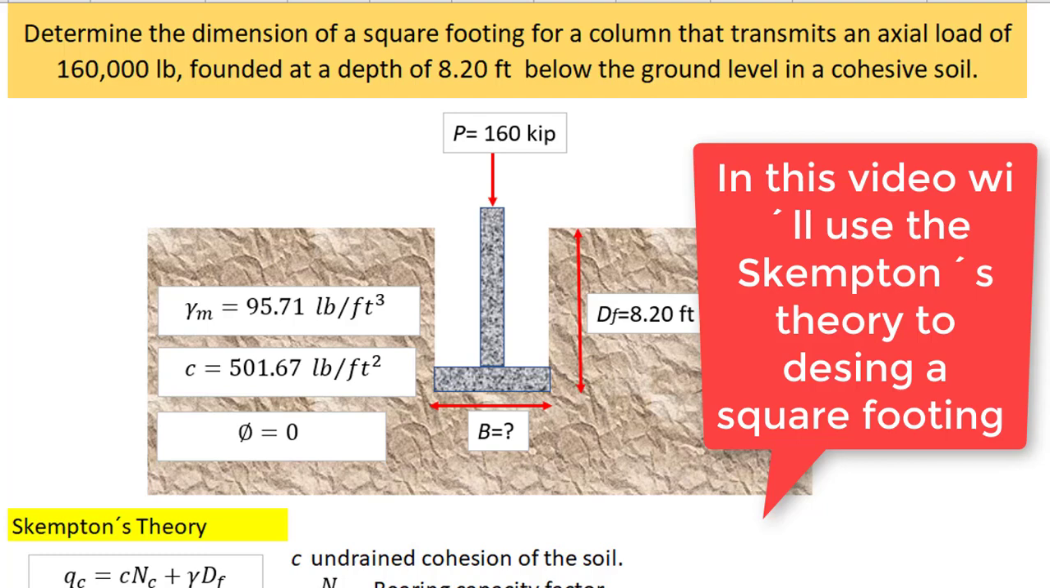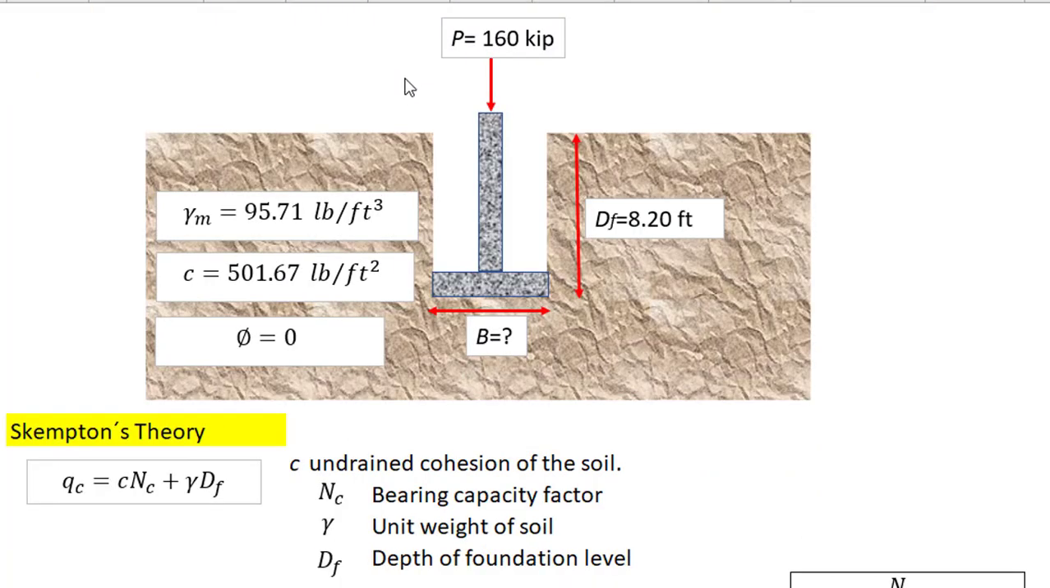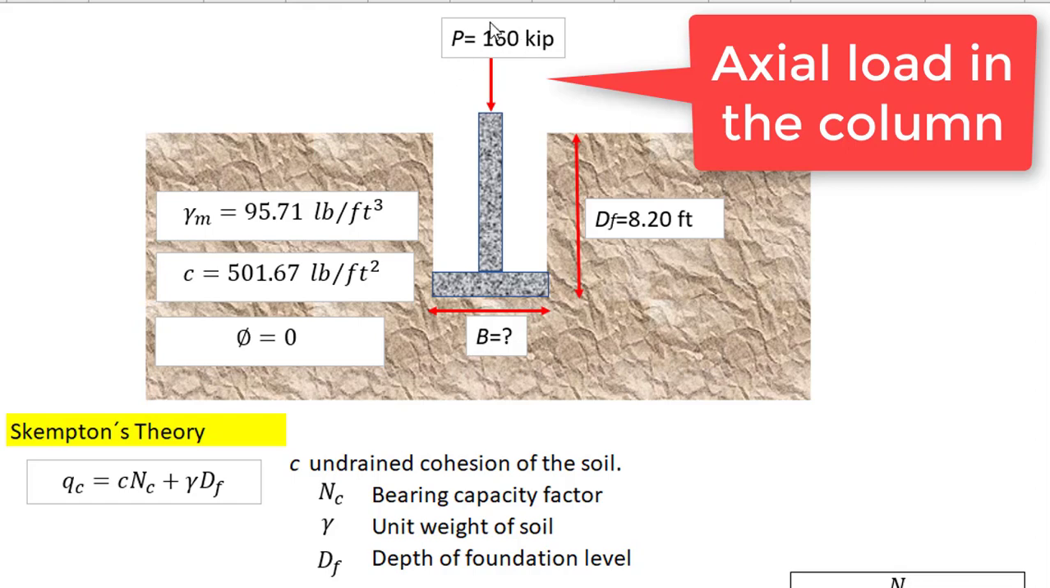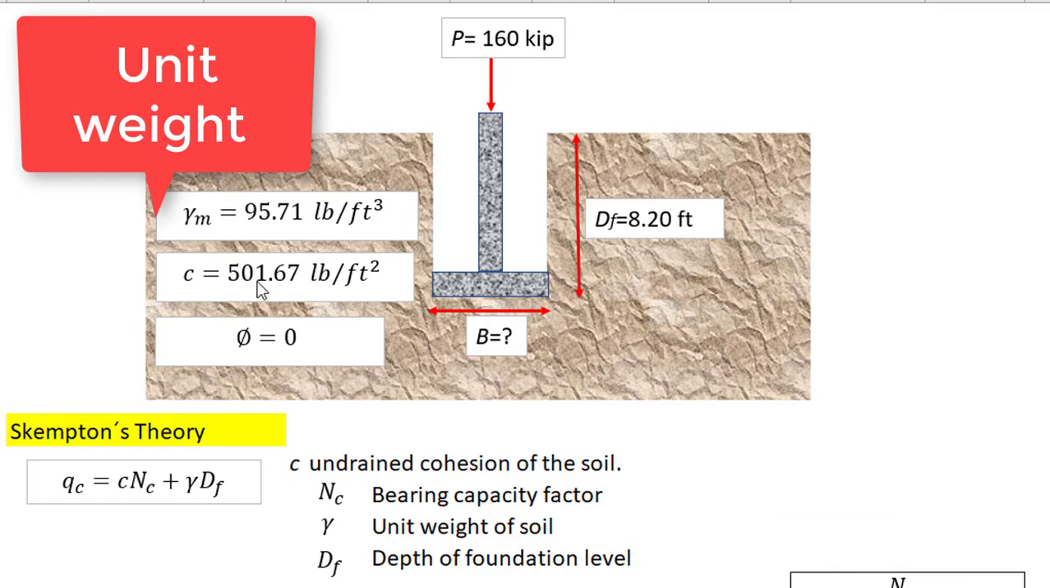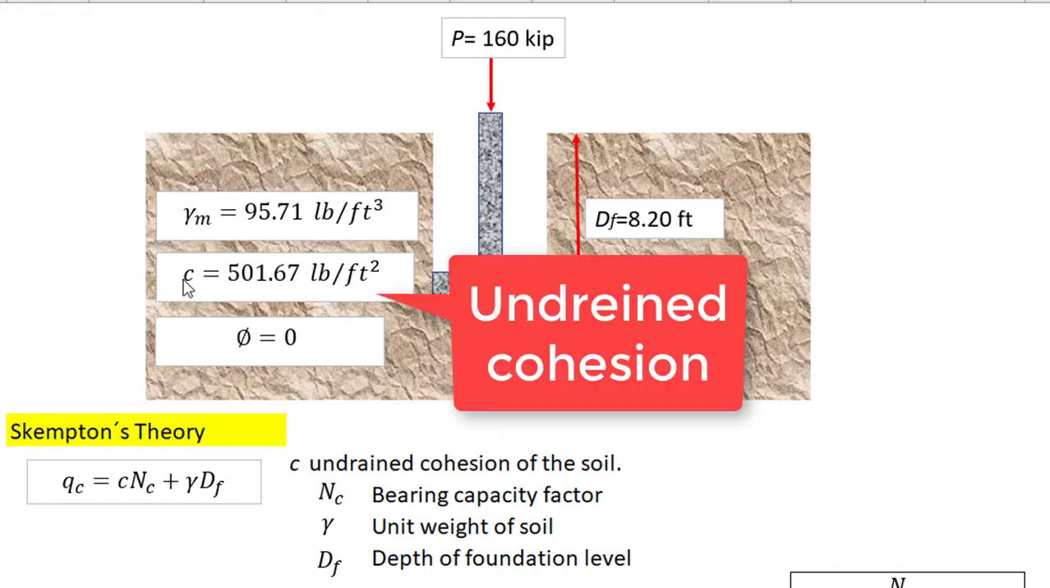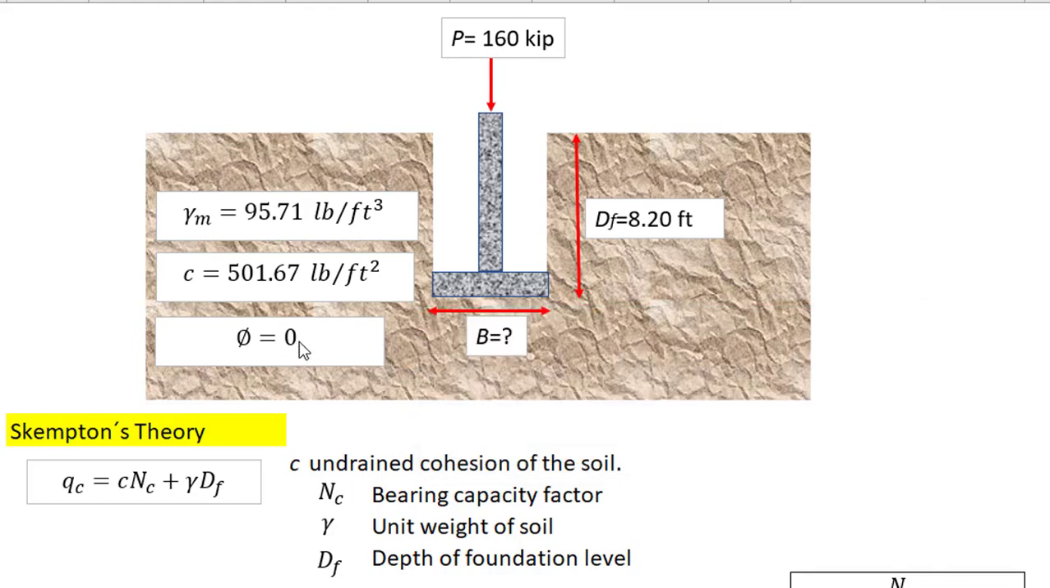In this video, we're gonna determine the dimension of a square footing. Well, we have the data. We have the axial load, the depth of foundation level, the unit weight of soil, the undrained cohesion of the soil. This is a cohesive soil. The friction angle is equal to 0, and we have to find B. Remember, this is a square footing.